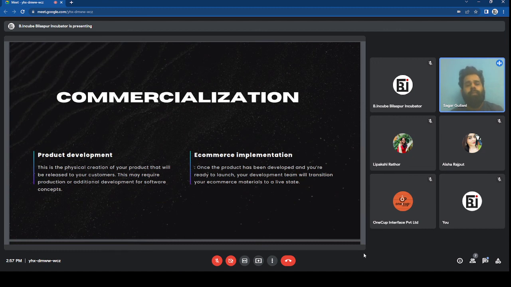E-commerce implementation is once the product has been developed and you are ready to launch. Your development team will transition your e-commerce material to live state. This may require additional testing to ensure your live product is functioning as it was intended during the previous front end testing phase. So when you are ready to launch, you have to go to the market and test whether your product is selling, whatever strategies you have made. Is the product selling as per the same metrics? So this is the e-commerce implementation.